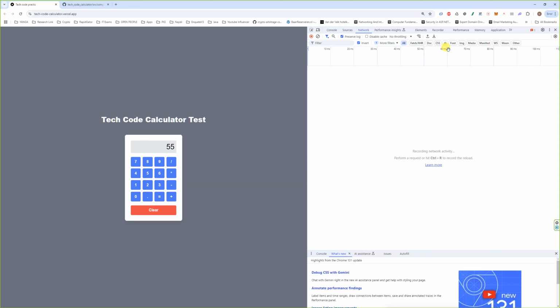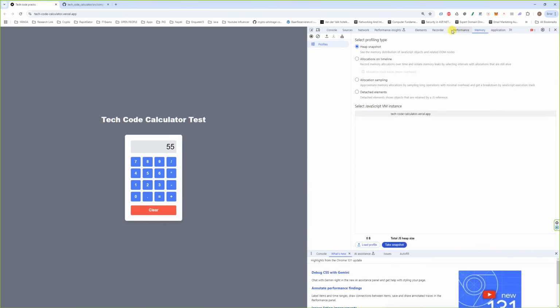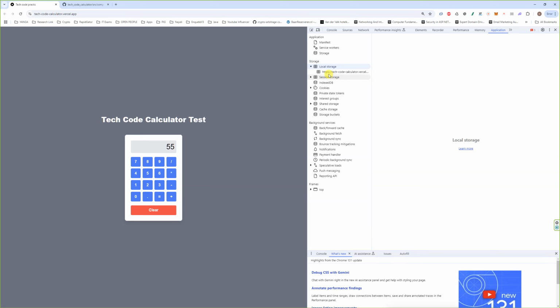Another interesting place you might want to look at is the application tab. There's a storage system where your browser has its own memory, like a small local storage, and you identify it with the name of the site. If you click on local storage, you see the name of the site, tech code calculator, is there.